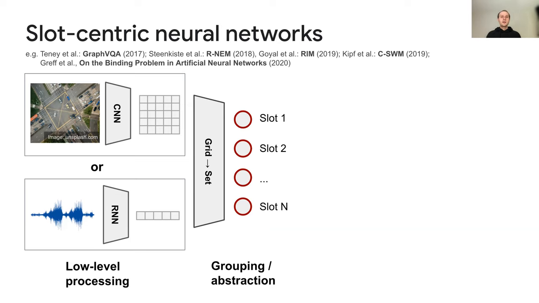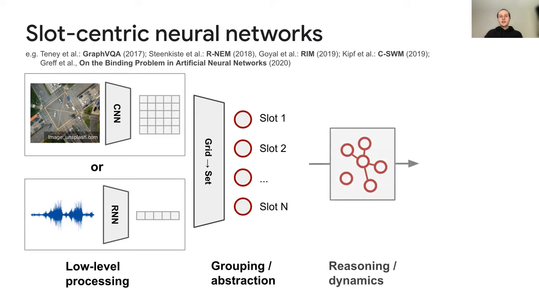A slot is something you can think of as a feature vector that can store information about the input. One important property is that it's exchangeable, permutation invariant. So the order of the slots doesn't matter, and they're basically like nodes in a graph. This also gets you to the reasoning or dynamics modeling component. For example, if you want to reason about the input, or predict model dynamics over time, then you can make use of all the machinery we have for operating on these structured abstractions, like graph neural nets or transformers.